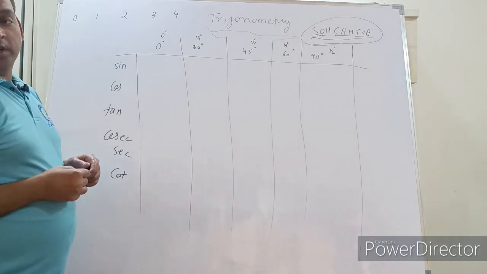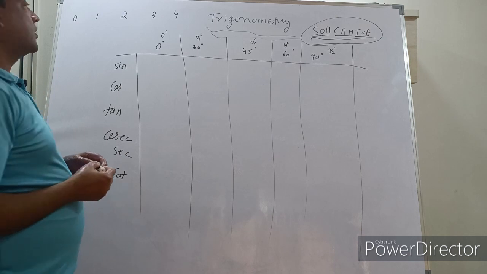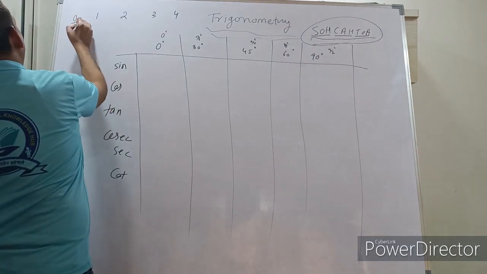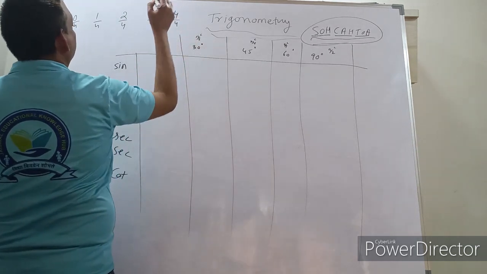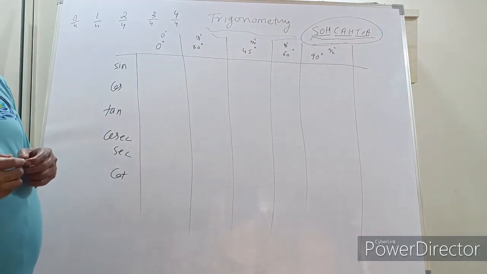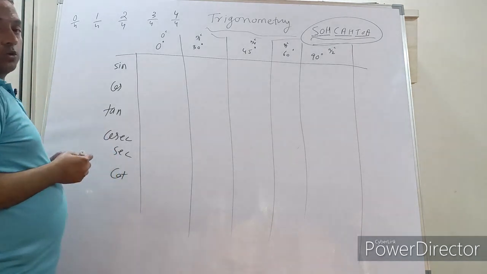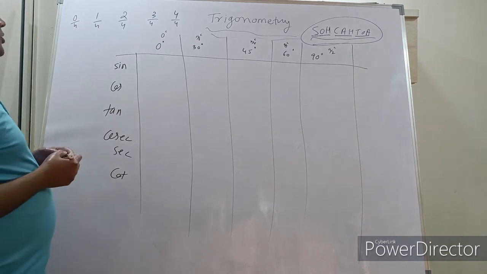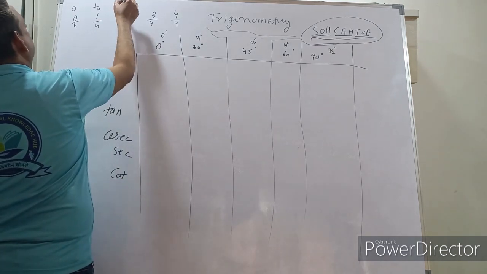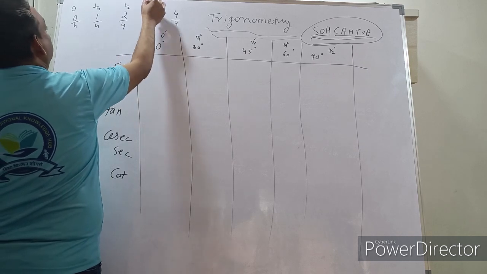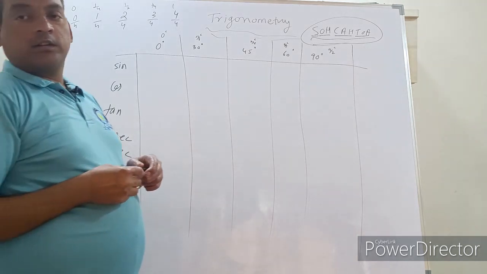Okay. What is the next step? Divide by 4. You know division or no? Can you divide this? What is 0 divided by 4? 0. This is 1 upon 4. This is 1 upon 2. This is 3 upon 4. This is 1.